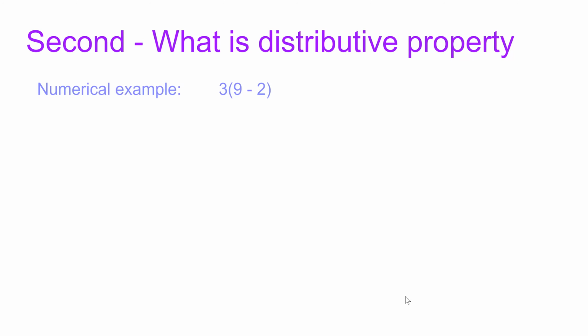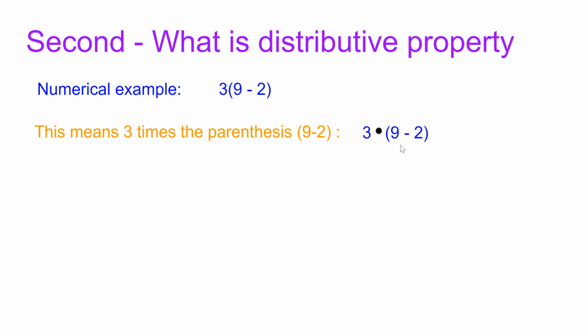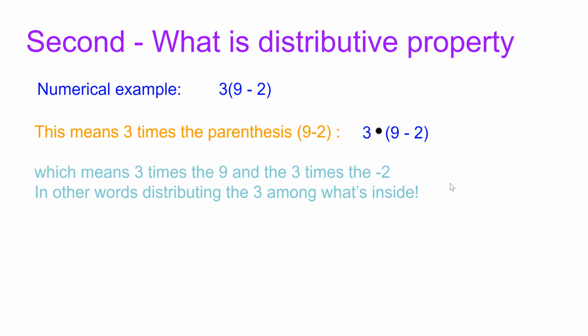Now, distributive property. What if we have this example? 3 parentheses 9 minus 2. There is a hidden multiplication between the 3 and the parentheses. So this means 3 times the parentheses 9 minus 2. So remember, every time you see parentheses, there is a multiplication sign in the middle. Now, what does that mean? It means that 3 is multiplied by the 9, and 3 is multiplied by the negative 2. And this is called the distributive property.